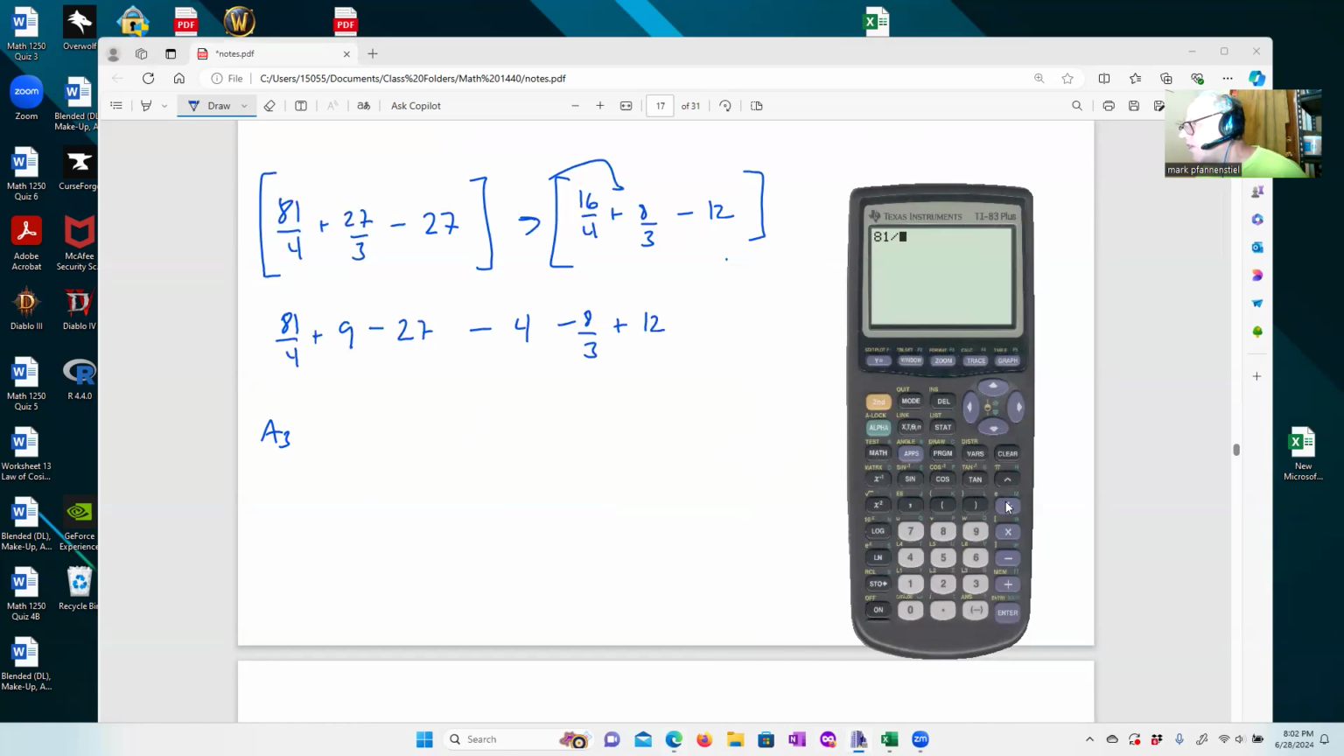So I have 81 over 4 plus 9, okay, minus 27, minus 4, minus 8/3, okay, then we have a plus 12. Let the calculator sort all of that out. Hopefully it'll work out pretty well.